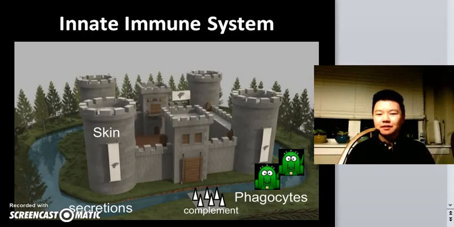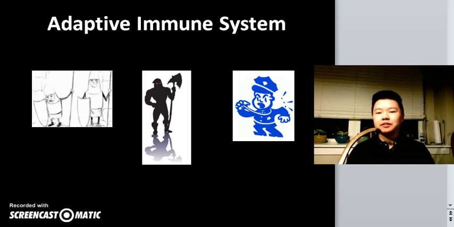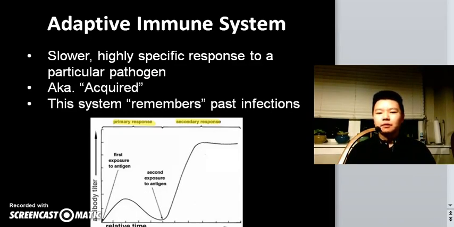Hi, so we just got done talking about the innate immune system. Now we're going to go on to the other branch, the adaptive immune system. If your body's a castle, think of the adaptive immune system as the actual people manning the castle, the guards, all the staff that are on hand. Our adaptive immune system is slower than the innate, but it is highly specific toward a particular pathogen. Sometimes it's also called the acquired immunity, and the key feature is that this system can remember past infections.